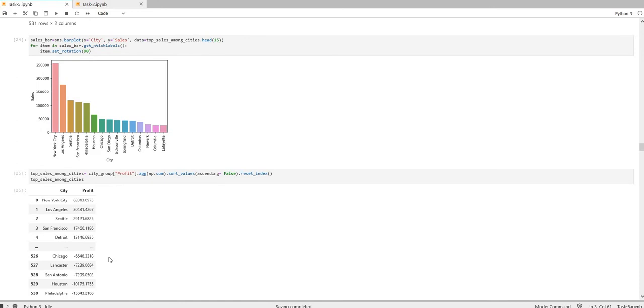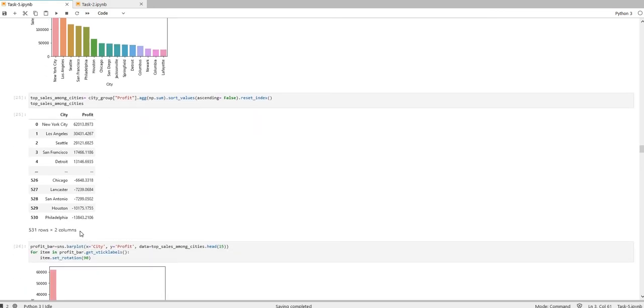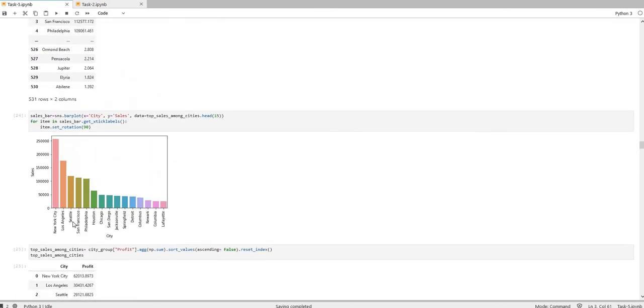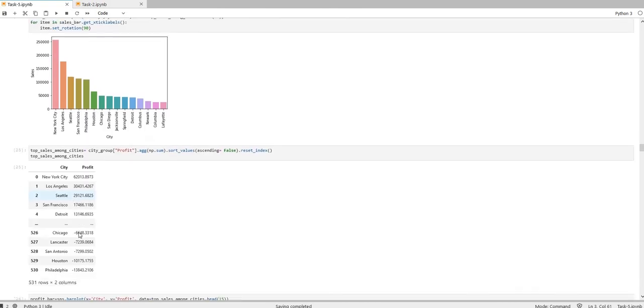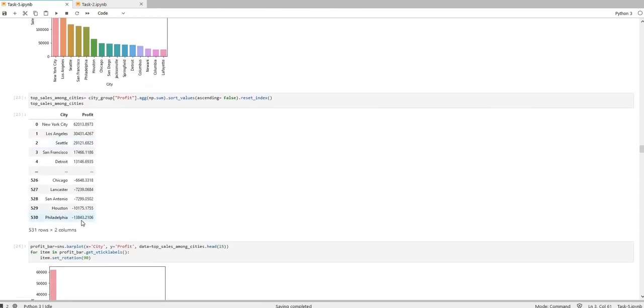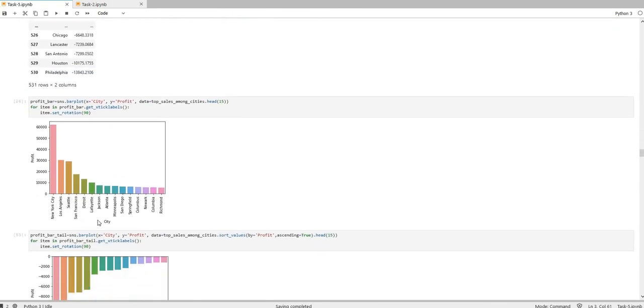If we look into profit, New York City also has the highest total profit, whereas Los Angeles has second. On the other hand, Philadelphia has the highest loss, but we can see it was in fifth position of total sales, whereas Philadelphia has the highest loss.